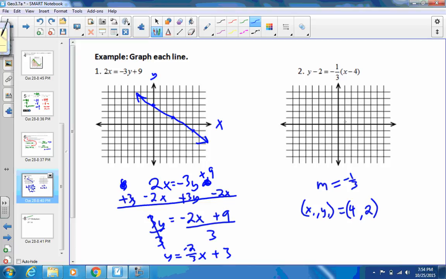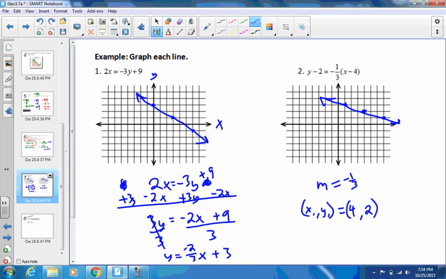So we're going to start at (4, 2), I think. 1, 2, 3, 4, 1, 2. That'll work. And then we're going to use that slope from there. So we're going to go down 1 and over 3. Since there's no room over there, we'll go opposite, up 1 and back 3. And there's the graph of this line. It looks pretty similar to the other one, but with a slightly different slope for sure. But there's our two lines.